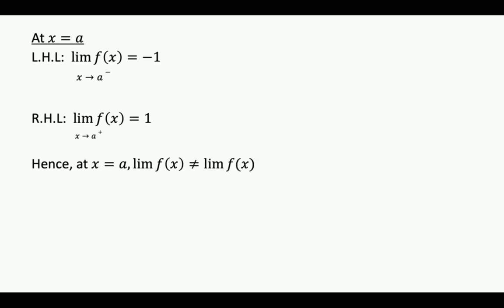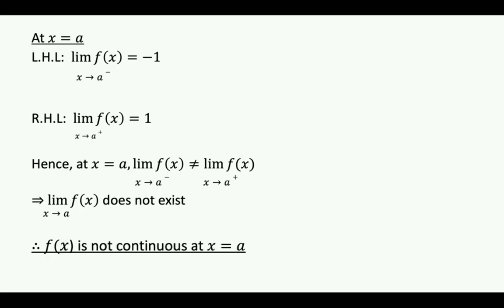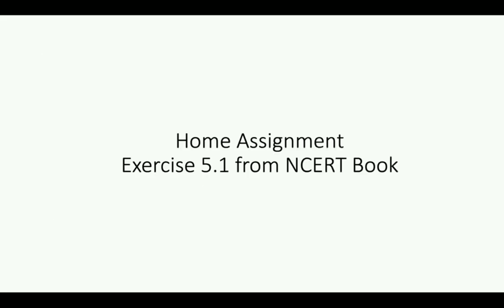This implies limit x tends to a f(x) does not exist, and therefore f is discontinuous at x equal to a. So this is all about continuity of a function at a point. So you will solve related questions of exercise 5.1.